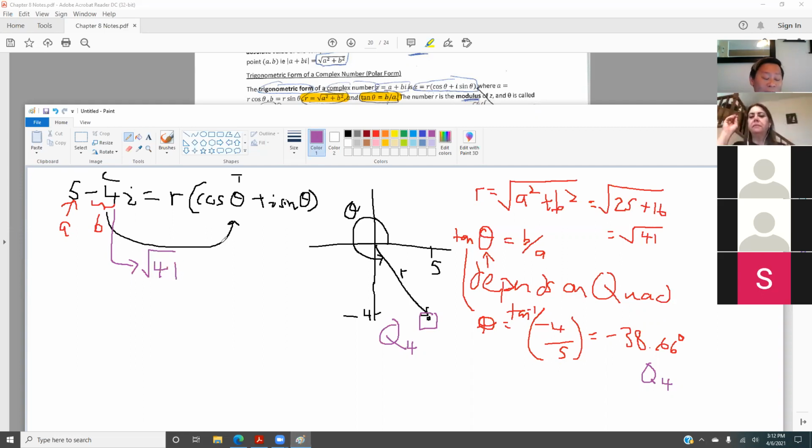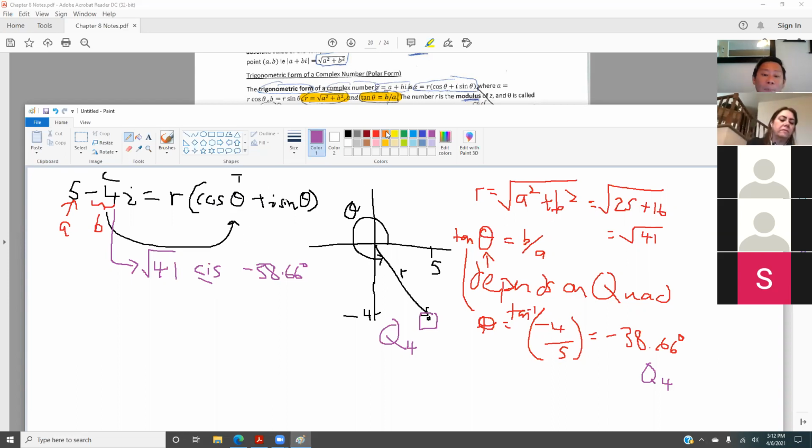Now this is where the shortcut comes, because I'm lazy to write cosine theta plus i sine theta. I will put the CIS, negative 38.66 degrees. The CIS stands for cosine plus i sine, and it's always cosine plus i sine. You cannot change that. That's why we use the CIS symbol.